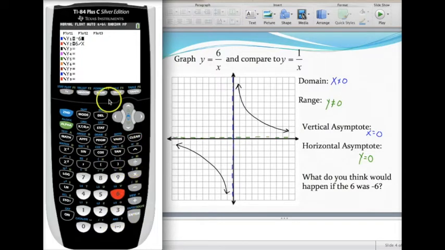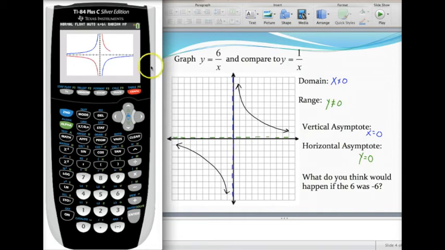So I'm going to leave the 6 over x so we remember what that one looked like. And I'm going to graph negative 6 over x as well. So let's see what happens. Hopefully you've made your prediction by this point. Let's see if you're right. So here actually is the negative one. That's graphed first. And then here was the positive one in red.